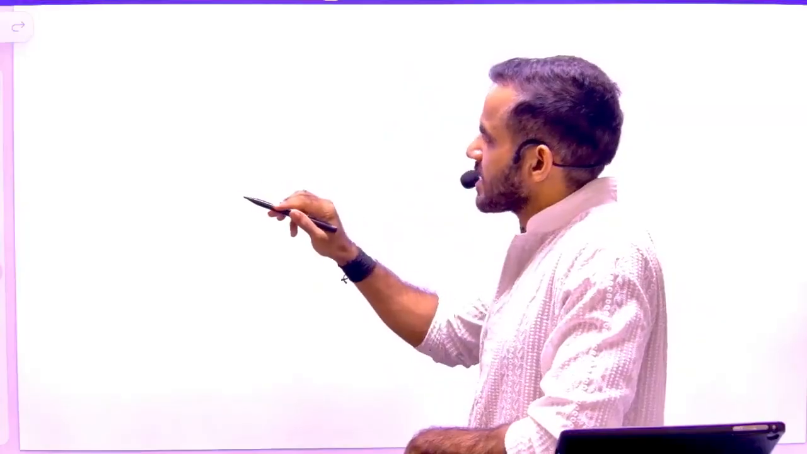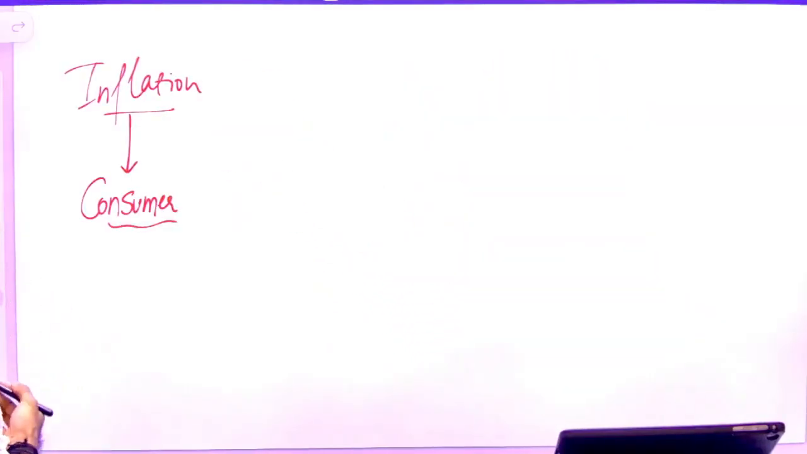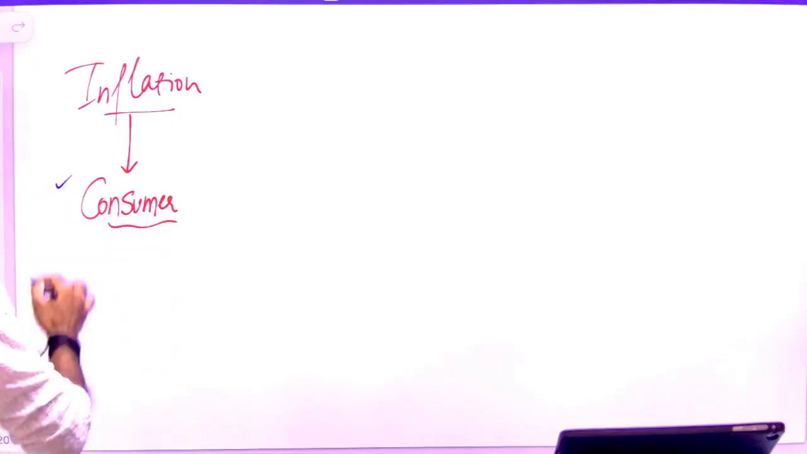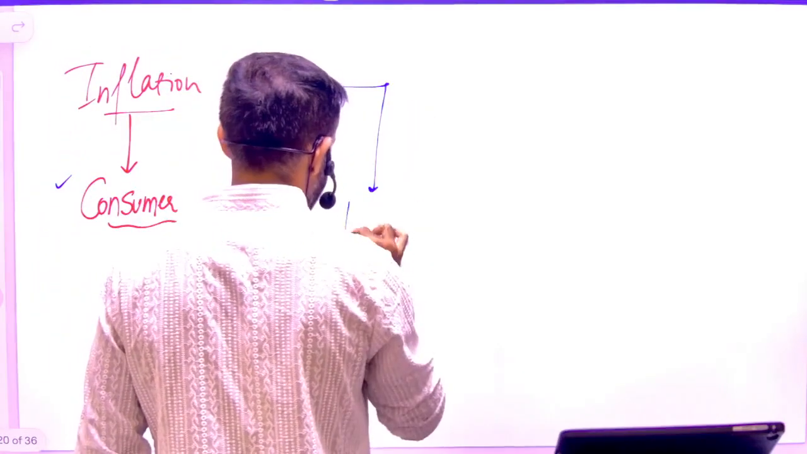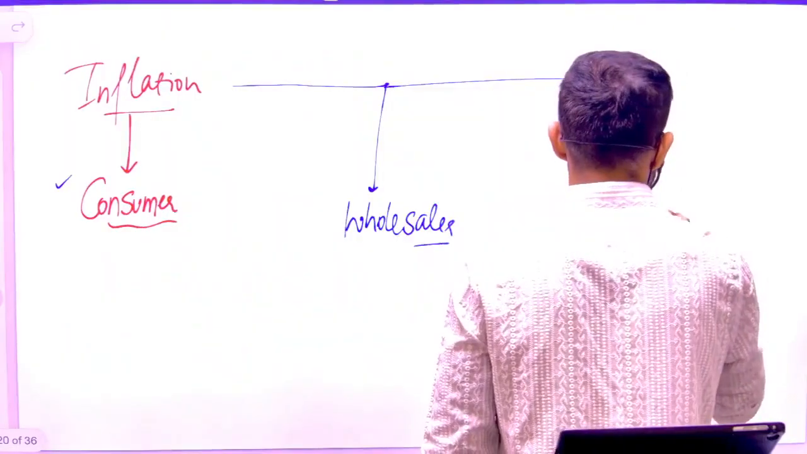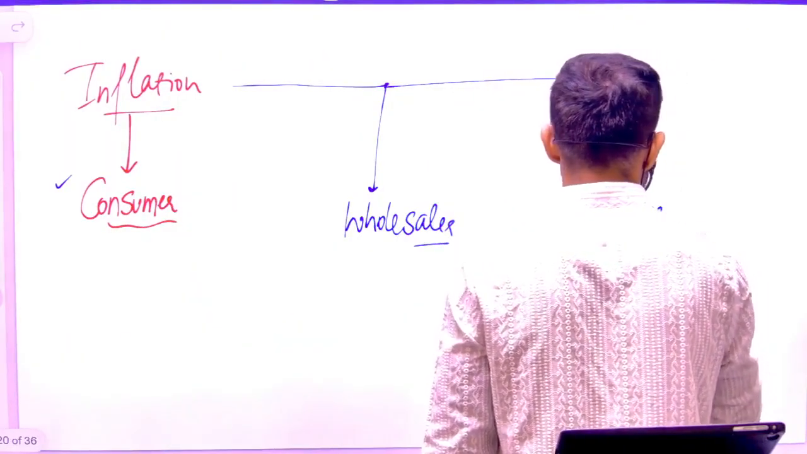Okay, now let's try to understand how we measure inflation. We know what inflation is. Inflation is nothing but price rise. Okay, but how are we going to measure it? So in order to measure inflation, we usually follow these methods. See, we can measure inflation from the perspective of the consumer, we can measure inflation from the perspective of the wholesaler, or we can measure inflation from the perspective of the producer.